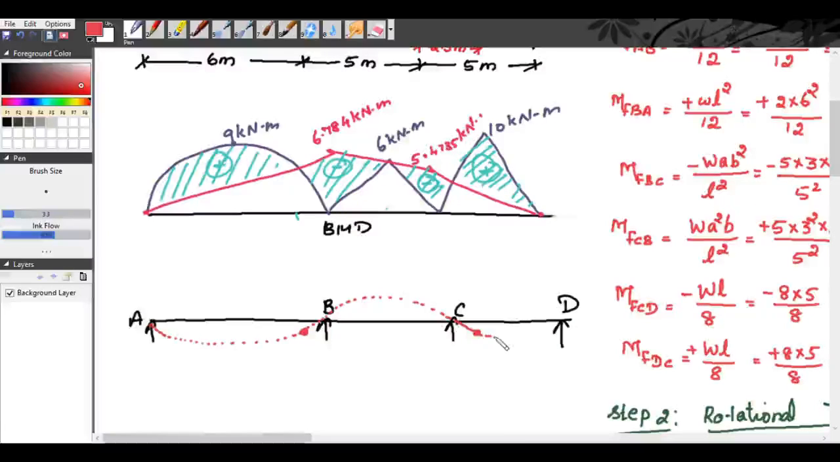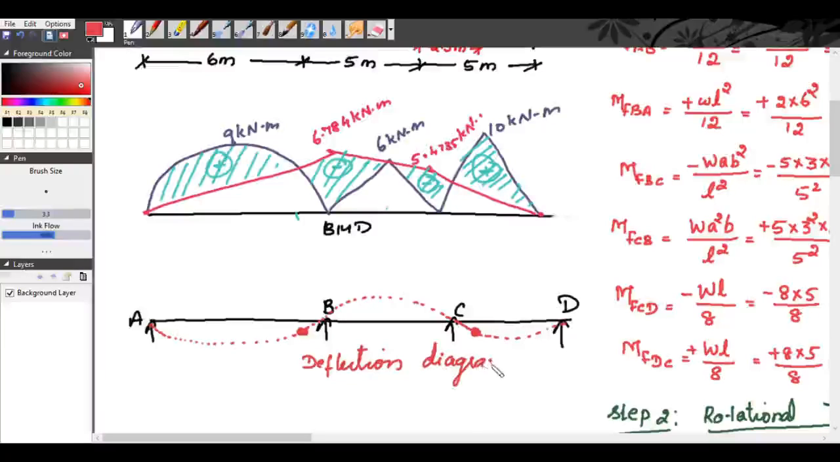Now from this point to this point, here again it is a sagging. Okay, this is a sagging up to this. Then it comes to hogging. From this point to this point, it is negative, so hogging. From this to this again it is a sagging. From this to this it is hogging. So this is our deflection diagram.